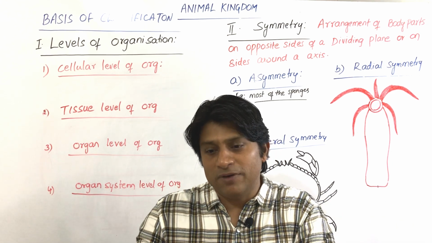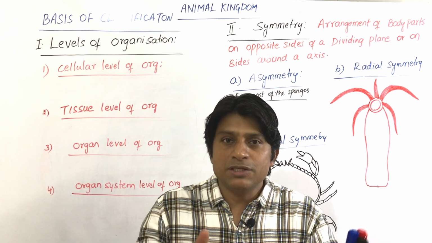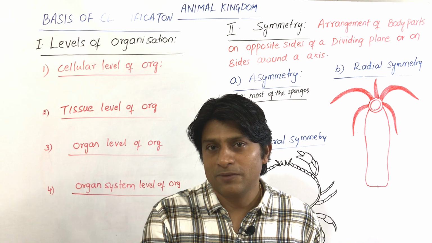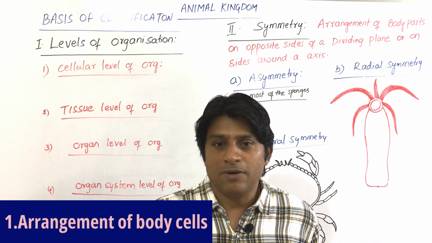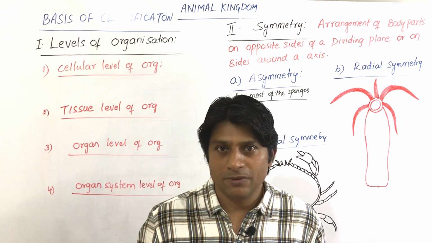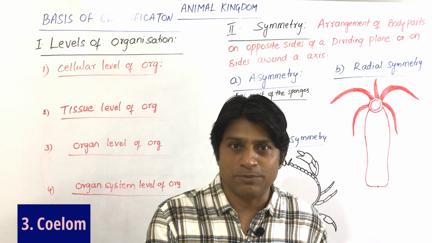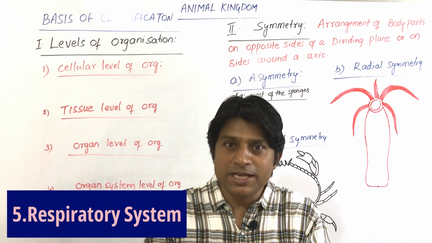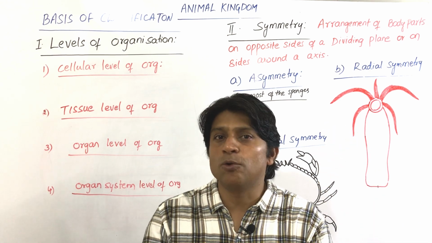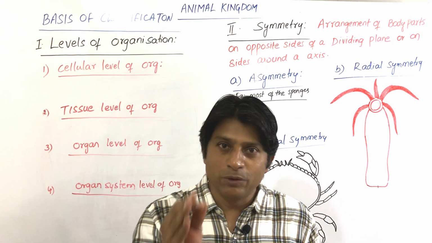So in spite of differences among different organisms or different animals, there are some fundamental features which are common among different individuals, such as arrangement of body cells. We call it levels of organization, symmetry, coelom, organ systems like digestive system, respiratory system. Based on these fundamental features or characters, we have classified the animals into different groups. So let us find out what are these fundamental features with which the animals are classified.